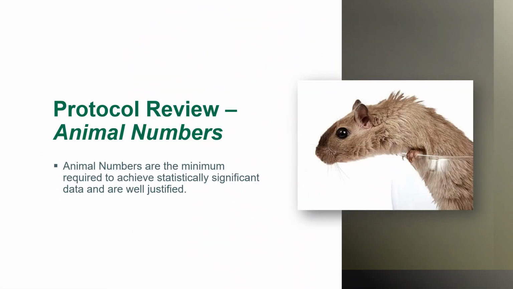When reviewing animal numbers, the IACUC evaluates whether the proposed number of animals is sufficient to achieve statistically valid and scientifically meaningful results. In most cases, investigators are expected to provide a statistical power analysis with sufficient detail to demonstrate how the data will be analyzed and how the proposed sample size was determined.